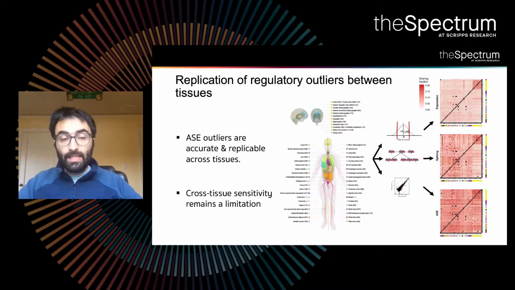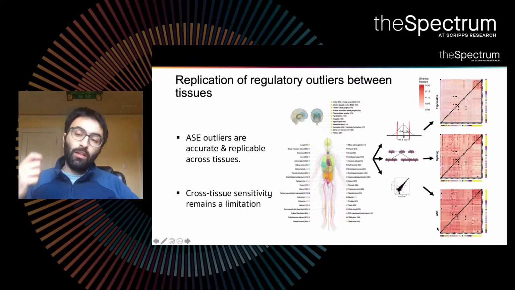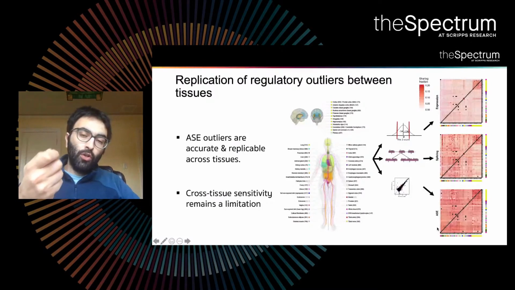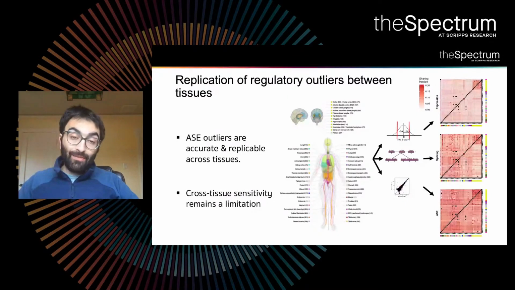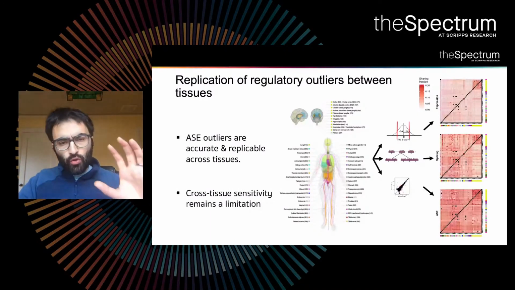But the thing that is still a problem is that even for ASE, where we have the strongest replication signal, these numbers still hover around 20 to 30%, meaning that when we look at one specific tissue, we basically still miss 70 to 80% of the hits that we would like to see if we were looking at some other tissues. And that remains a big limitation.